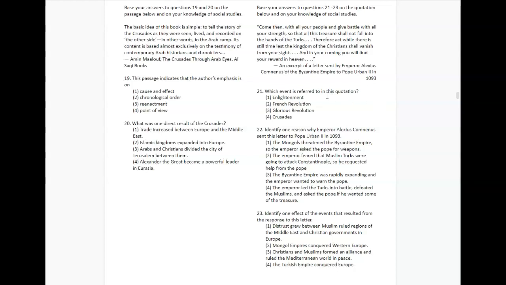So which event is referred to in this quotation? 1. The Enlightenment. 2. The French Revolution. 3. The Glorious Revolution. Or 4. The Crusades.